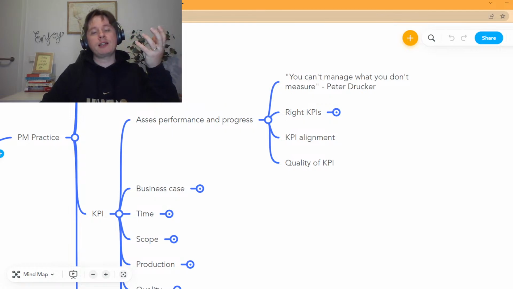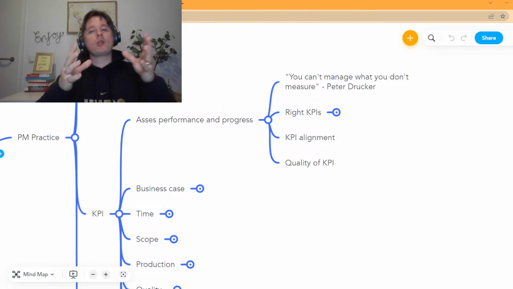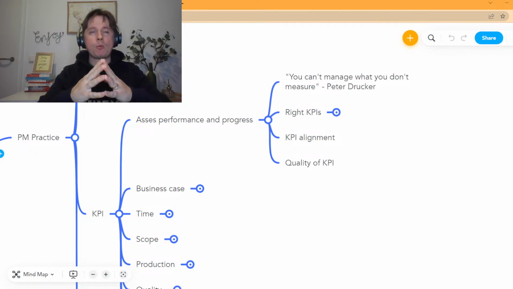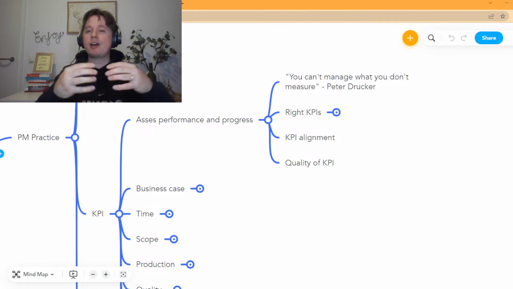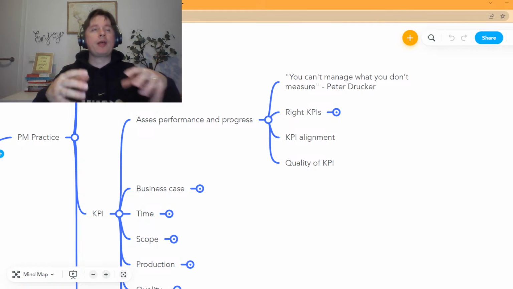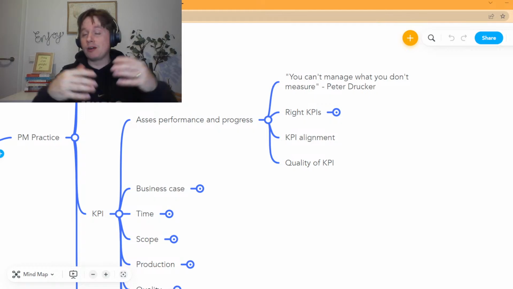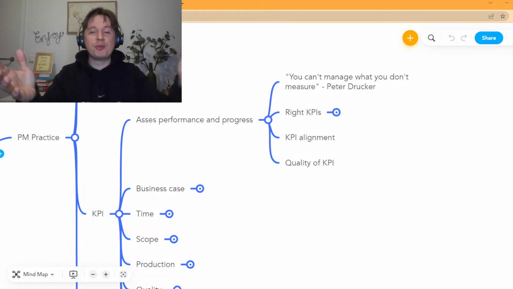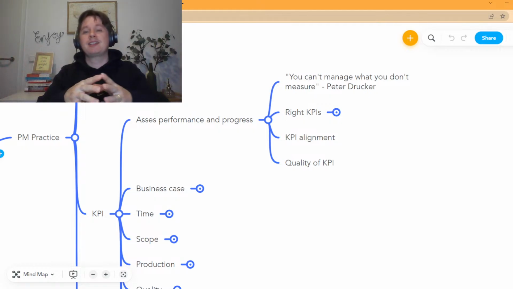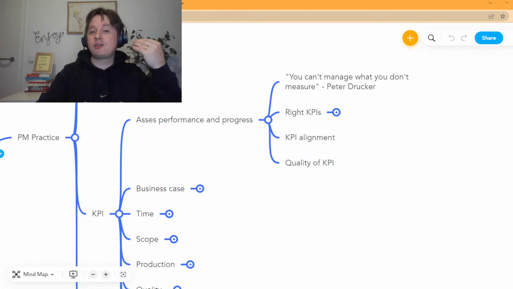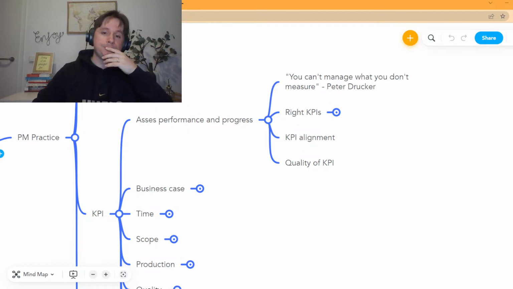Another very important item is what I'm calling here the quality of the KPI. Because if you have the right KPIs and those KPIs are aligned, what's important next? That you have a quality KPI. What do I mean by quality KPI? You have heard about what they call the watermelon project. That's a project that's green from outside but completely red from inside, and this is only a bad quality KPI.